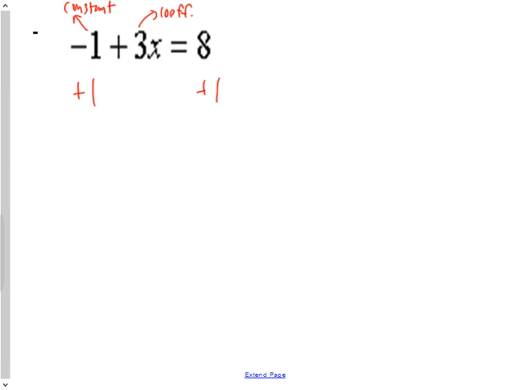So when we add 1 to both sides, it creates a zero pair. I'm left just with my coefficient of 3x equals 9. Get rid of your coefficient by applying the opposite operation, since 3x means 3 multiplied by x. Dividing by 3 is the opposite, and x will equal a positive 3.